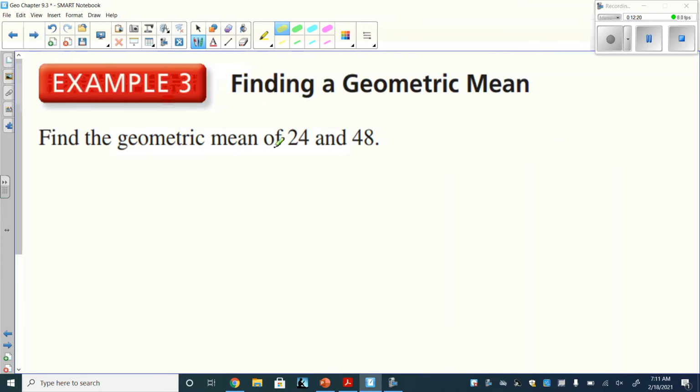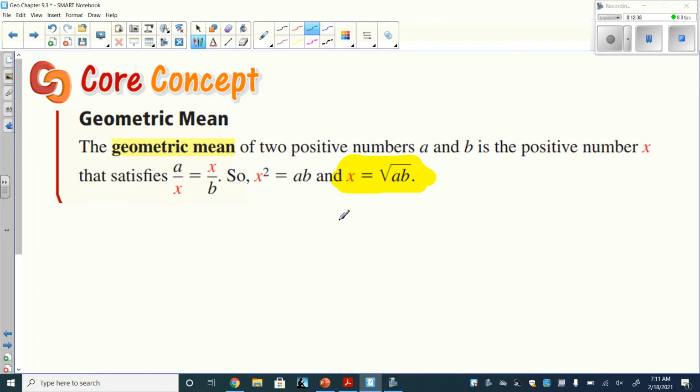And that's it. So we could talk about them as fractions if we wanted. We can say that 24 over x is equal to x over 48. And we can go through the whole process, but really, the main thing is that x is equal to the square root of ab.